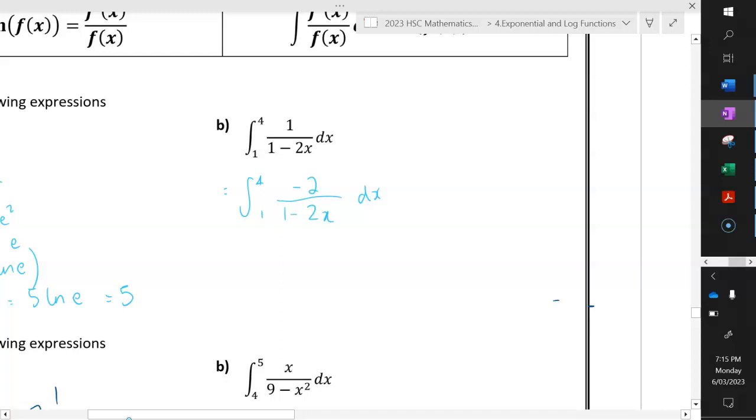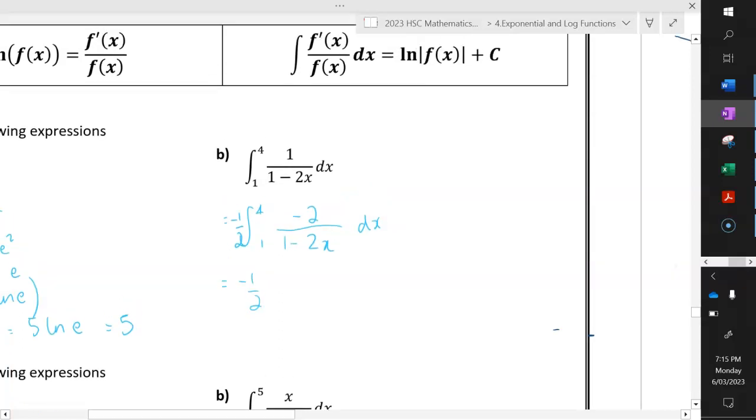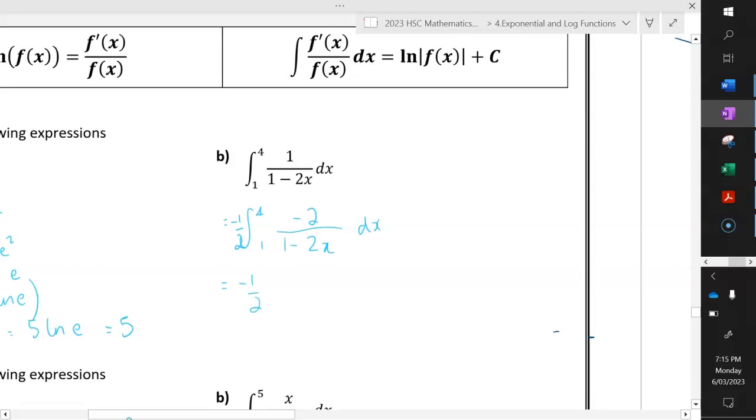We have a 1 at the top. I'm minus 2 times as large, so I need to pop a minus a half down there. And in essence, this minus a half and this 2 would be cancelling each other out to get us a 1. But we need to keep it in this format because I can integrate something that's of the form the derivative on the function. So I'm going to have minus a half, and having a look back at your rule, log of my function, which is log of 1 minus 2x between 4 and 1.